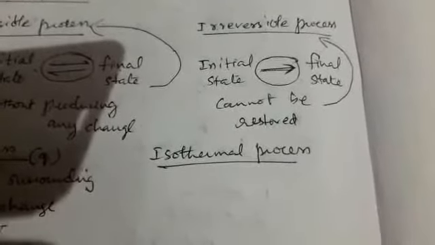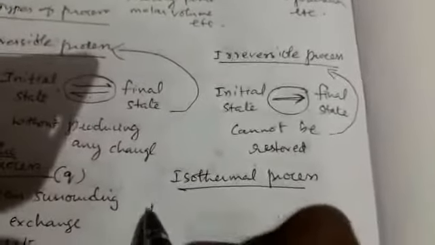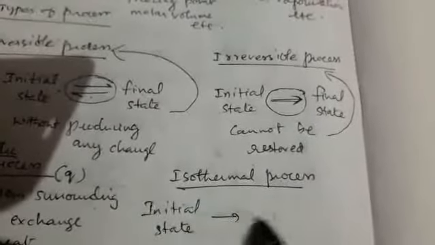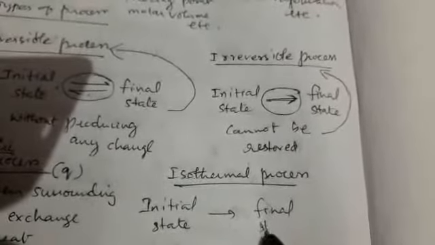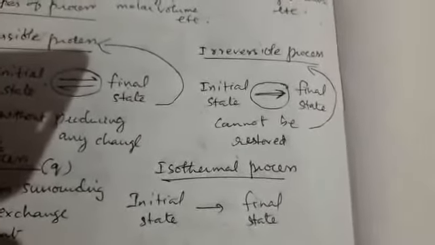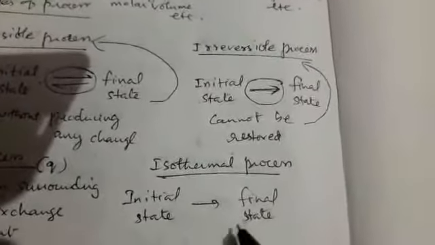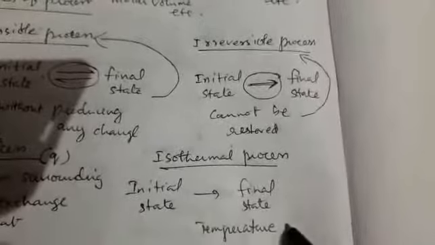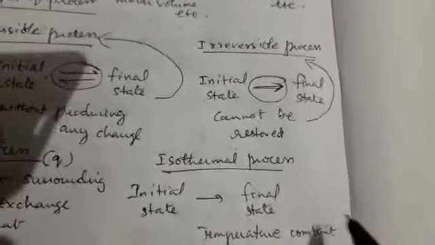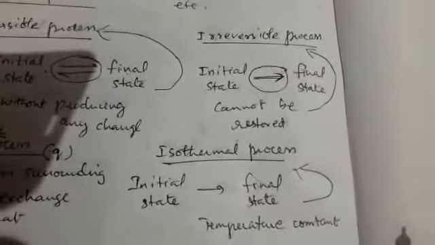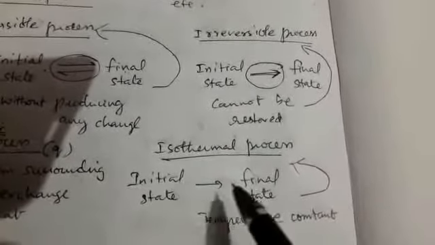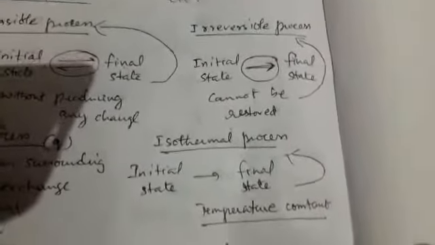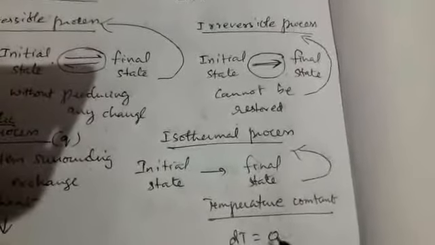Next, isothermal process. Initial state to final state. In this process, only the temperature is constant. That process is called an isothermal process. Any reaction going from initial to final at constant temperature means dT equal to 0.